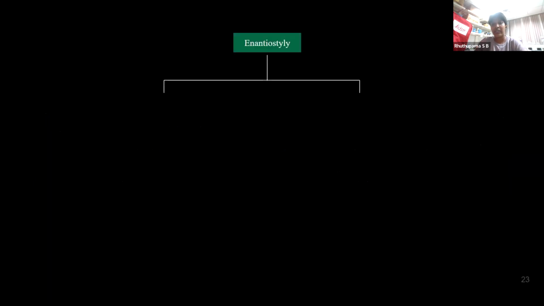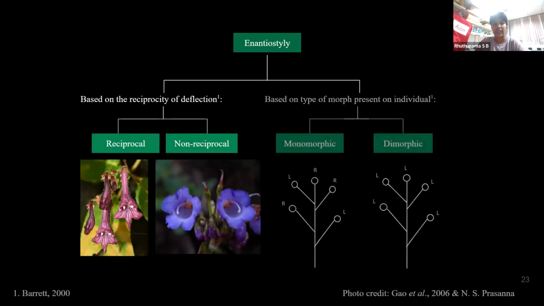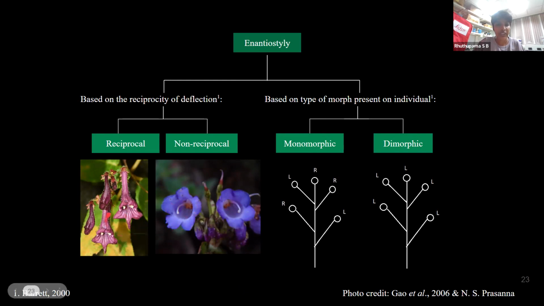By different classes, I mean there are two different classifications for enantiostyle, that is based on the reciprocity of deflection and based on the morph present on an individual. So reciprocity is based on whether the stigma and anther both are deflected from the main floral axis, or if it is the stigma alone that is deflected. So here I have given an image of Didymocarpus podocarpus. As you can see, both stigma and anther are deflected from the main floral axis. So this is known as reciprocal enantiostyle.